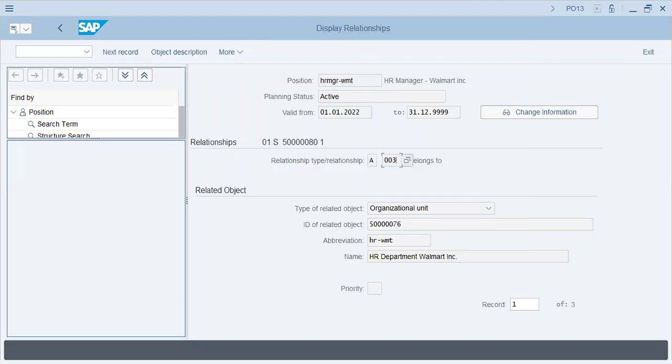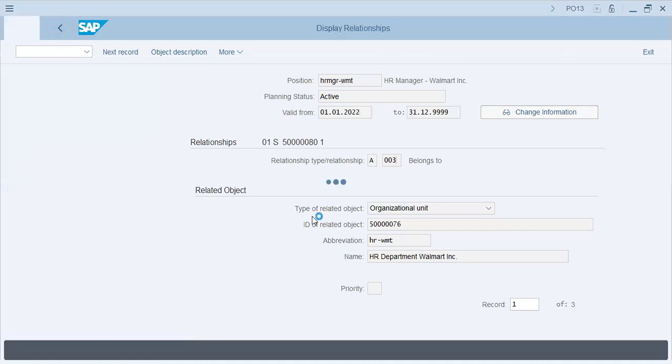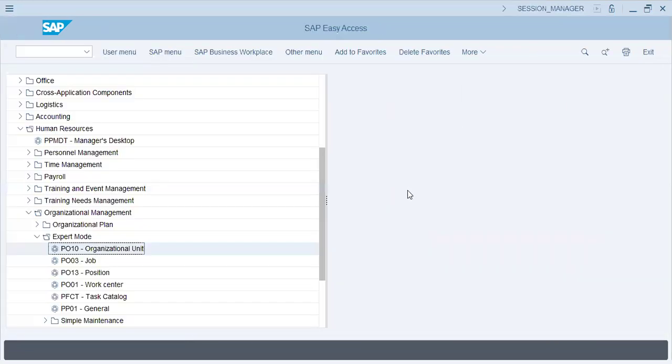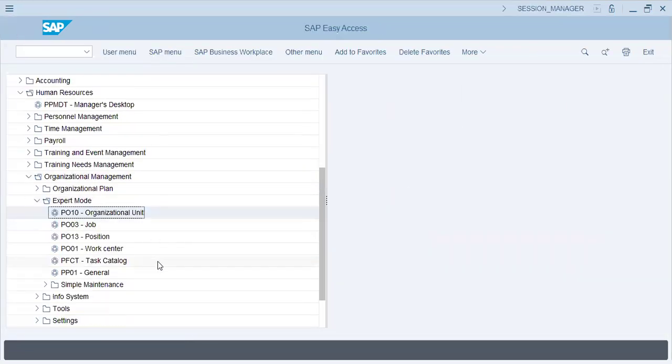So, today's session was just this, to see how we can maintain relationships between departments and people, and how it is possible to run organizations based on these relationships. Work center again, this is something we'll see in production planning. It's not related, but today's lecture was PO10, job and position.